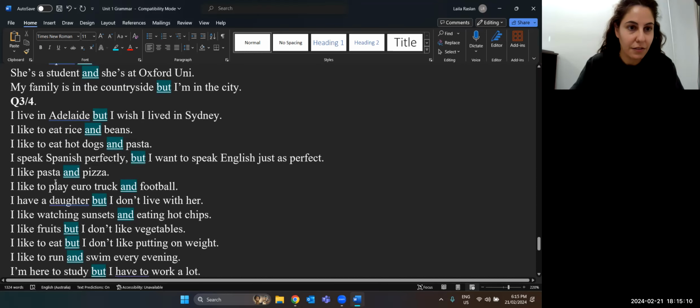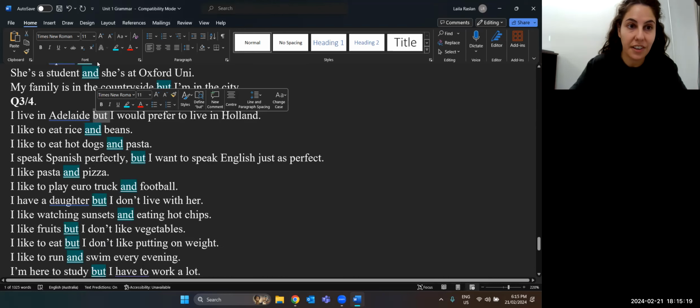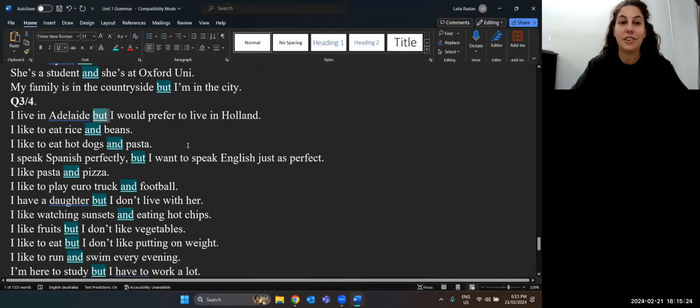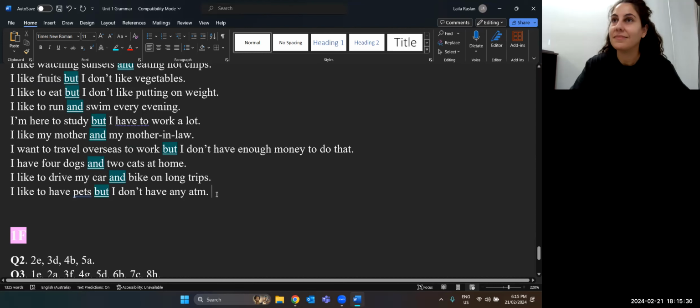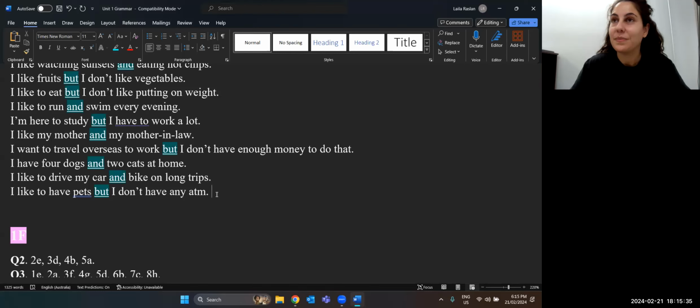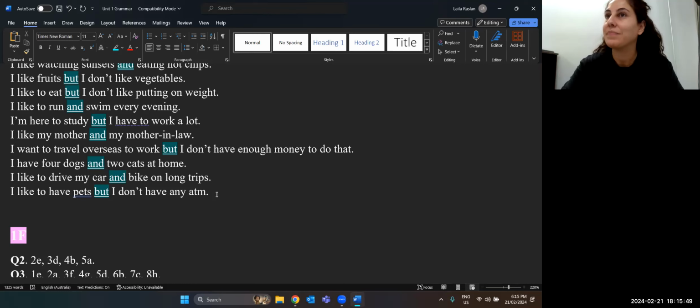So very similar: I live in Adelaide, but I wish I lived in Sydney. Yeah, I'll put your one here. I live in Adelaide, but I would prefer to live in Holland. Good. What are your sentences? Yeah, I like to play football and listen to music. Good. So one action, and you're adding lots of activities to that one action of "I like". I like to play football and to listen to music. Your "but".